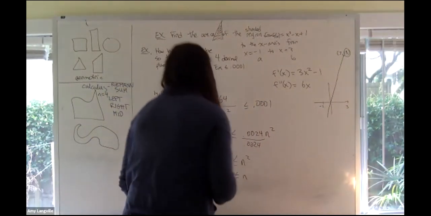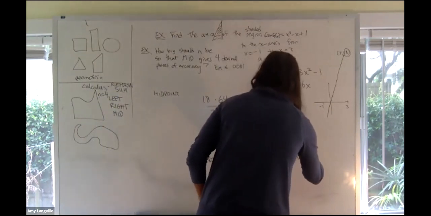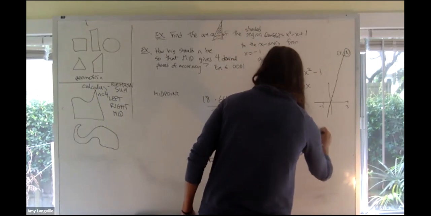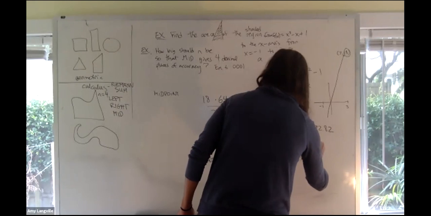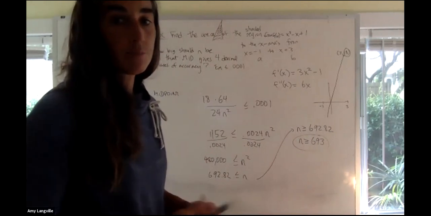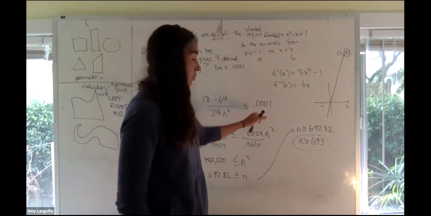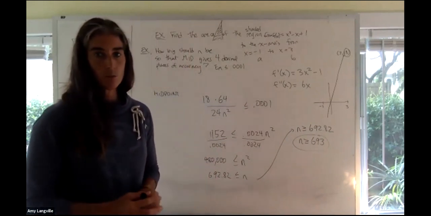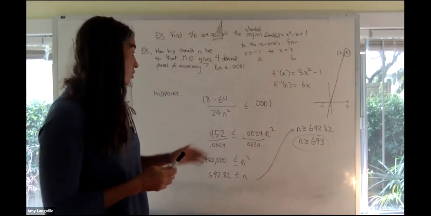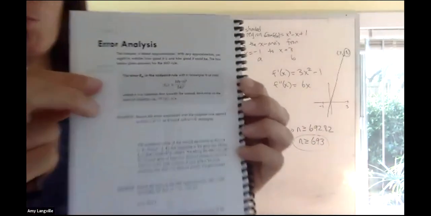692.82. n has to be bigger than that, right? So you can flip the inequality around, and that tells us n is at least bigger than that. And we don't really care about decimals, so we say n is greater than or equal to 693. If you set your n bigger than 693, you're guaranteed your error is within 0.0001 of the true value. So again, this is a nice inequality, the inequality in the box. It's a really nice inequality that'll help you with the midpoint rule.